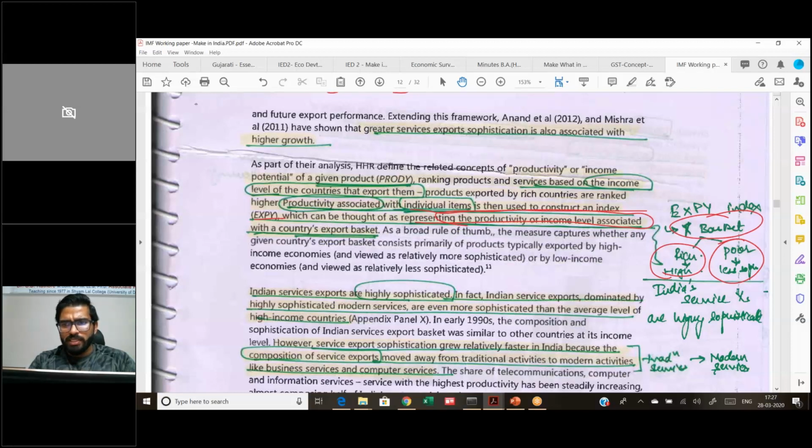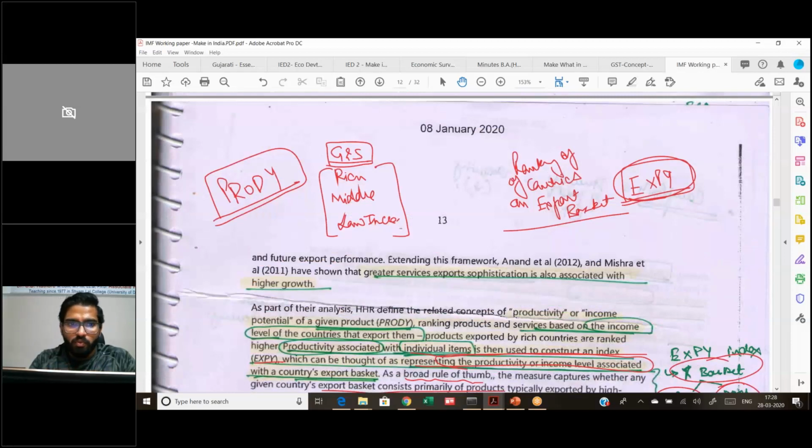You can see that a rich country will have higher technology, more sophisticated or more complex goods as compared to a poor nation's exports. So the export basket of a country also gives a reflection of the kind of sophistication it has. As a broad rule of thumb, the measure captures whether any given country's export basket consists primarily of products that are typically exported by high income countries or by low income countries. So a country should think of those kinds of commodities where the prod y should be more than export y.